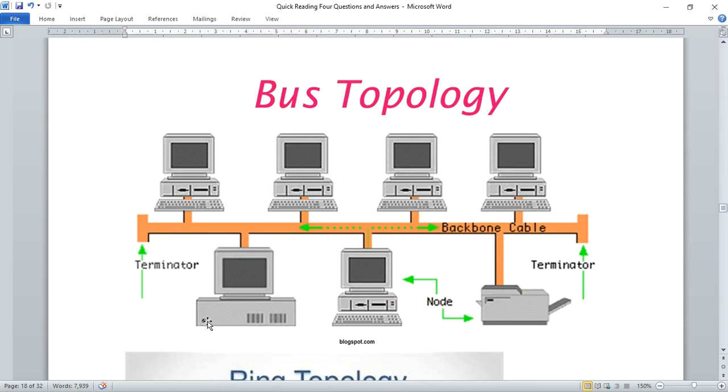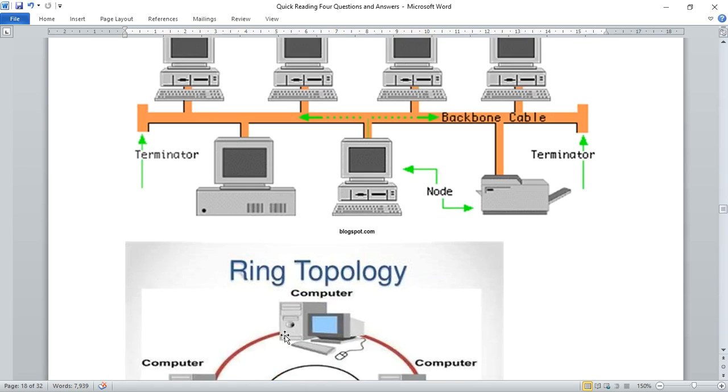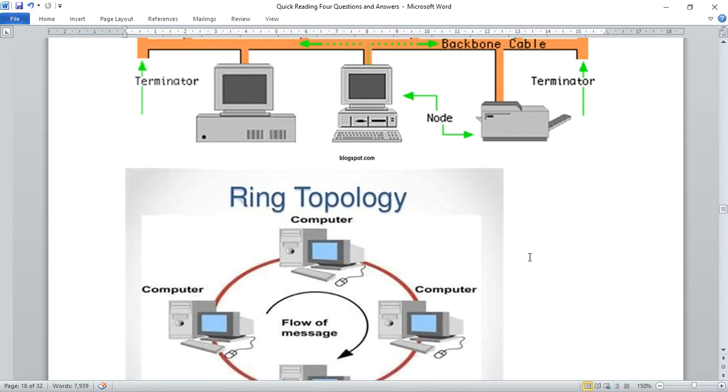So guys, here you can look at this one. We have the bus topology. There is the backbone cable. Then machines are connected to the backbone. And also you can see there is a printer here. Then we have a terminator. At the end of the network, we must have a gadget called a terminator, which can be a computer or any other gadget, to prevent bouncing back of the signals into the network, bringing noise and distortion.